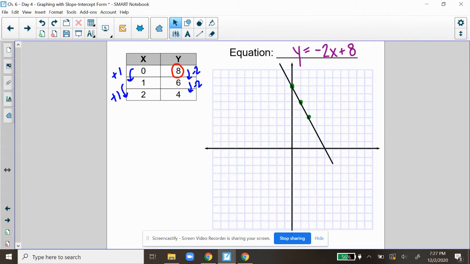Then what I want to do is plot these points. And this is what my line will look like. Again, we always want to add arrows because the line goes on forever. Remember from the last slide that we see our starting value where it crosses the y-axis.